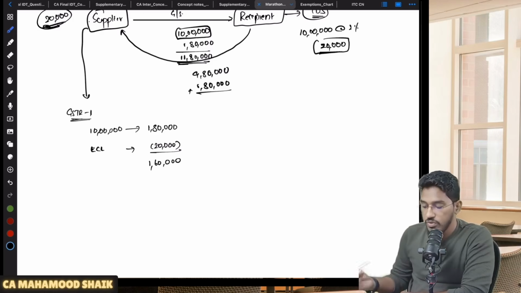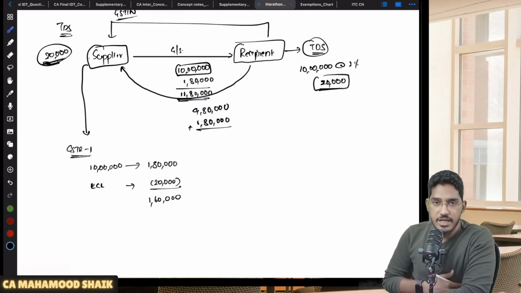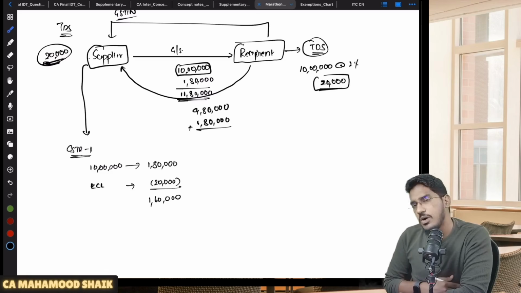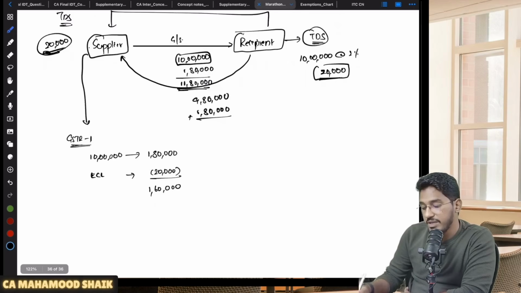Now, if you go to the technicalities, does that mean every time a supplier makes a supply to the recipient, the recipient will deduct the TDS amount on all supplies? Do you think on each and every supply under GST, the recipient will be under an obligation to deduct TDS? The answer is no. TDS is required to be deducted only when some conditions are fulfilled. TDS is not applicable in all cases. TDS will become applicable only when some conditions are met.